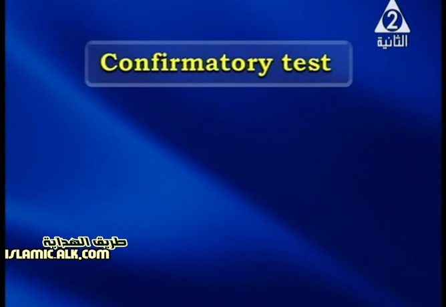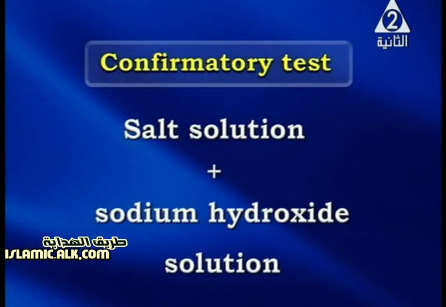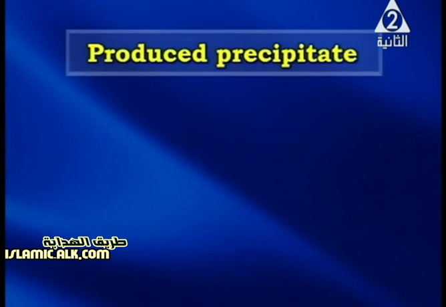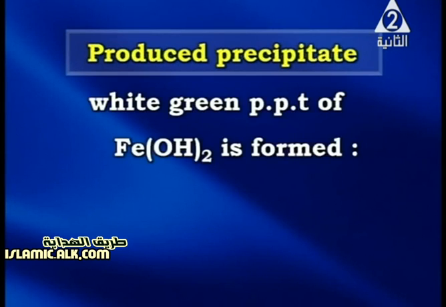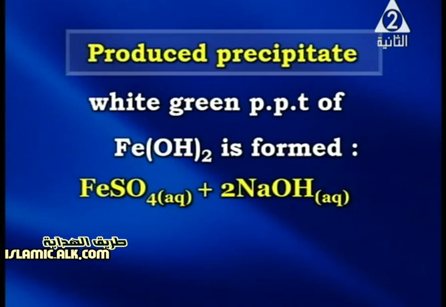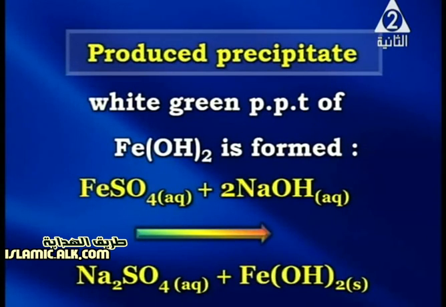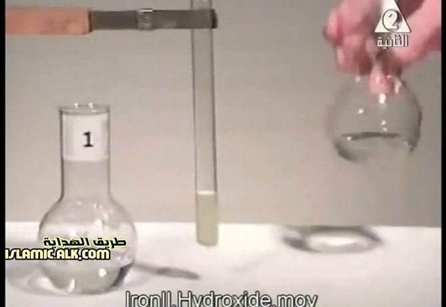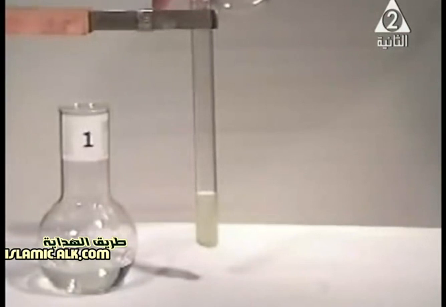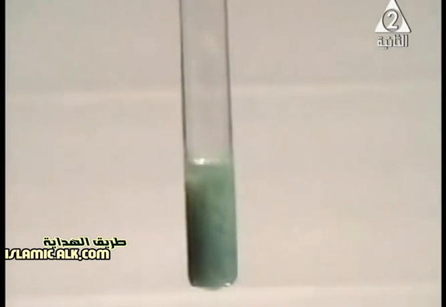And the confirmatory test here, the salt solution plus sodium hydroxide solution, gives white-green precipitate of iron 2 hydroxide. As the equation proceeds on the screen, iron 2 sulfate plus sodium hydroxide gives sodium sulfate and white-green precipitate of iron 2 hydroxide, as the following animation will show. Now, my dear students, if you add sodium hydroxide solution to iron 2 salt solution, iron 2 chloride, it gives white-green precipitate of iron 2 hydroxide.